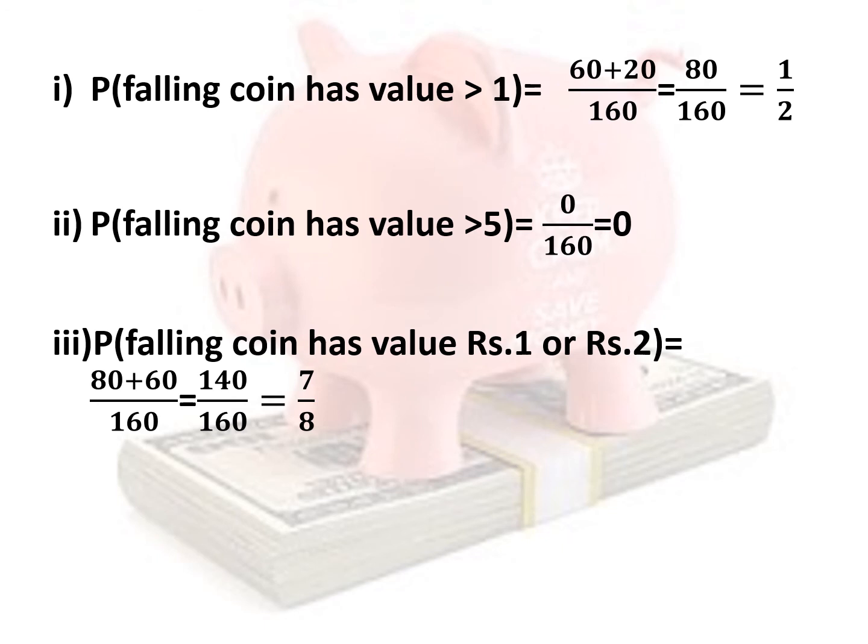Third part is probability of falling coin having value rupees 1 or rupees 2. That means we have to add the number of coins of rupees 1 and rupees 2. So it will be 80 plus 60 upon 160, which will give you 7 upon 8.